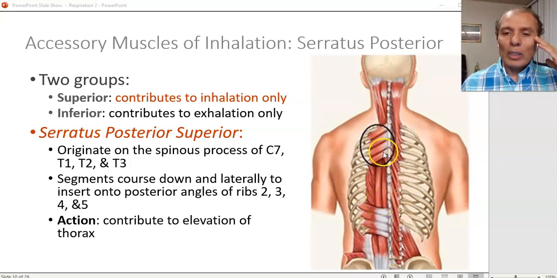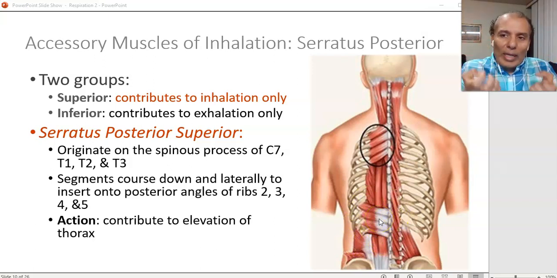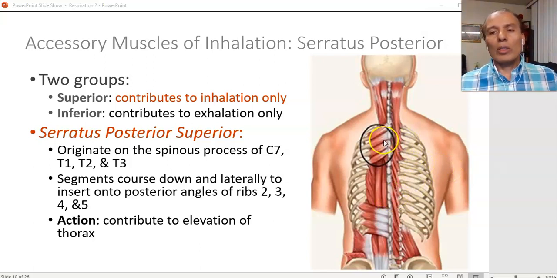The top segment is the serratus posterior superior, and obviously from the orientation of it, it originates on the vertebrae, but it courses inferiorly and outward. And then when it pulls, it's going to pull up. So you know when you pull up, that is for inhalation. The set that is below is for exhalation, because you need to pull back and in. So now we're going to speak about the serratus posterior superior, which is part of the inhalation muscles.